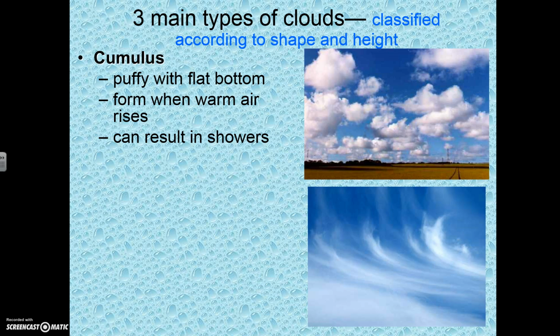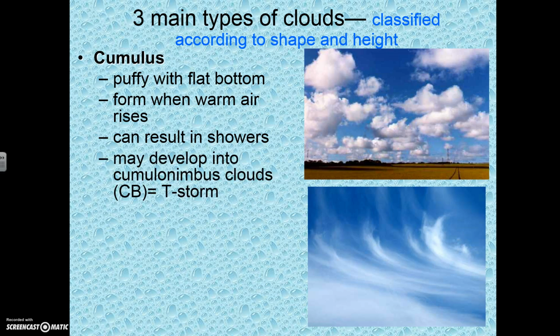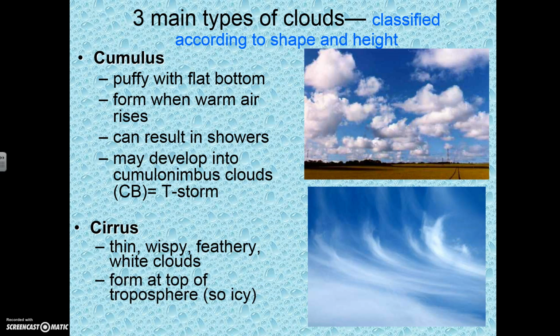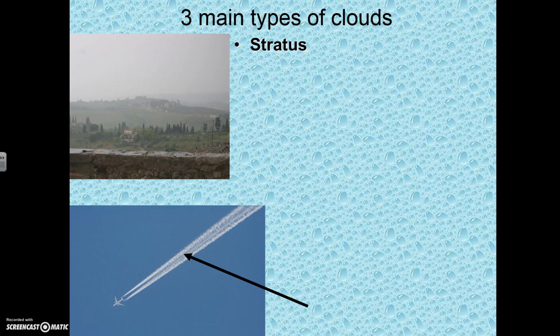Cumulus, you need to write down it's puffy with a flat bottom. They form when warm air rises, and we could have showers with those. We could also have a cumulonimbus cloud, which you probably talked about in elementary school. Those are the ones with the thunderstorms. Cirrus clouds, those are the thin, wispy, feathery white clouds. They form at the top of the troposphere, so they are really, really high up, and they're very icy.